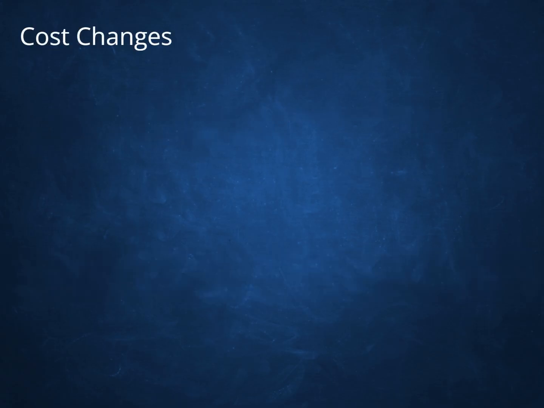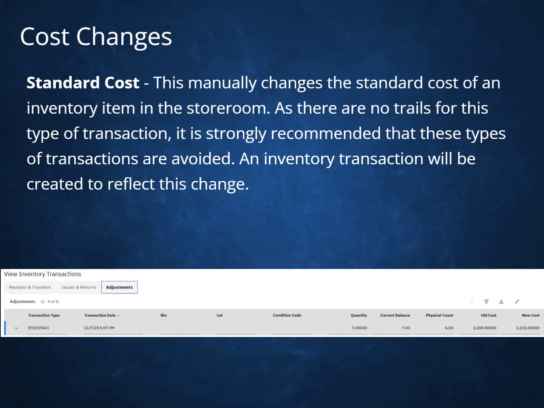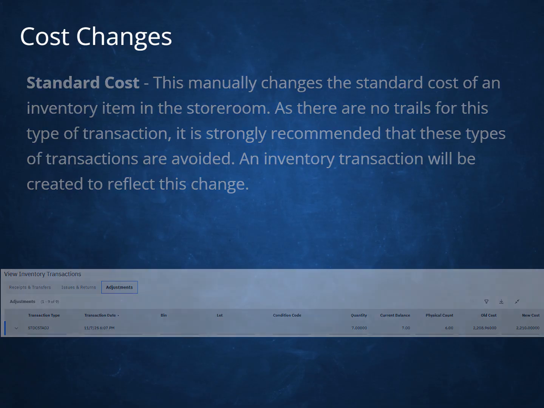Cost changes. Standard cost. This manually changes the standard cost of an inventory item in the storeroom. As there are no trails for this type of transaction, it is strongly recommended that these types of transactions are avoided. An inventory transaction will be created to reflect this change.